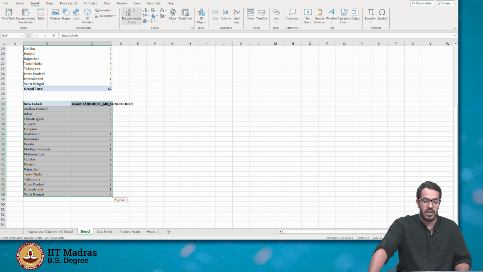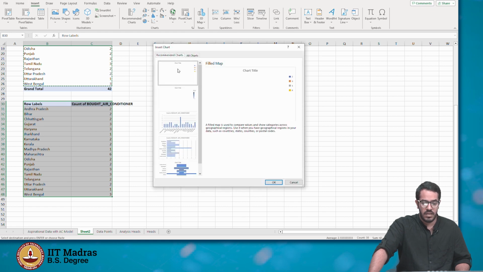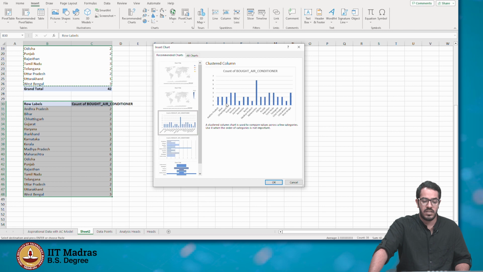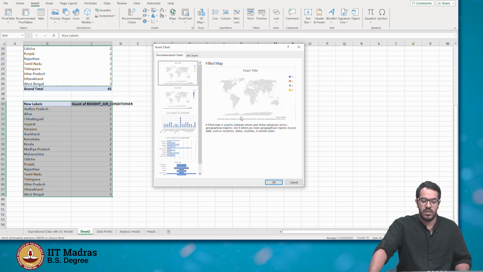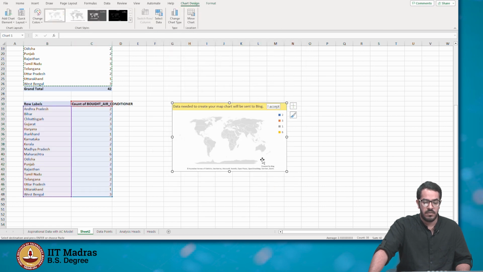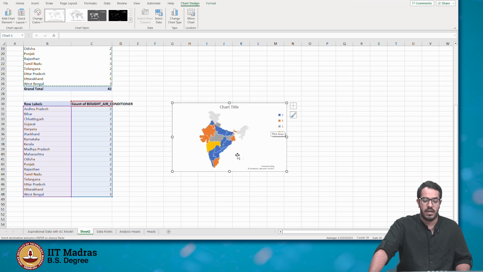Now what I can do is insert a chart, and here I am getting an option of filled maps, an option of bar charts, and two more options that I'm not really inclined towards, so let that be. Since there are states available and there is a maps option available, we'll see how Excel produces this sort of data visualization. It takes time. It is accepting. Yeah, perfect.